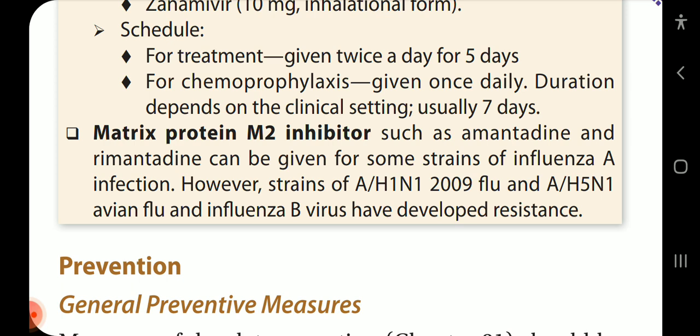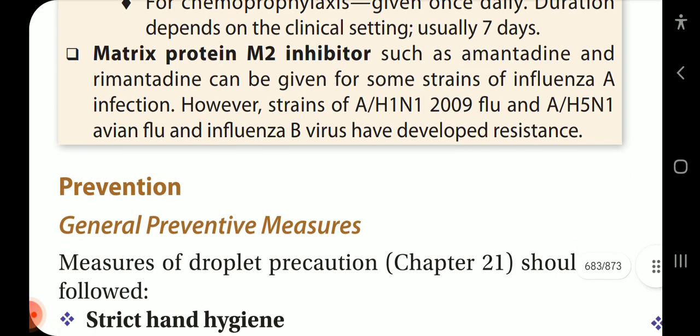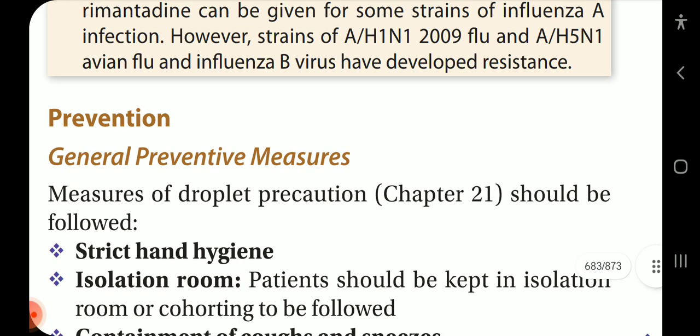Matrix protein M2 inhibitors such as amantadine and rimantadine can be given for some of the strains of influenza A infection. However, strains of A/H1N1 2009 flu, A/H5N1 avian flu, and influenza type B virus have developed resistance to the same.